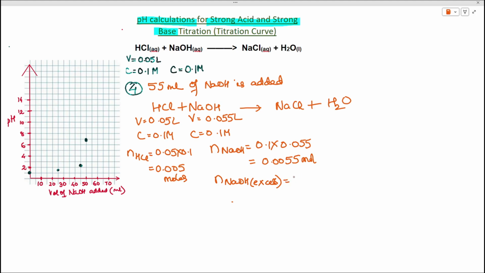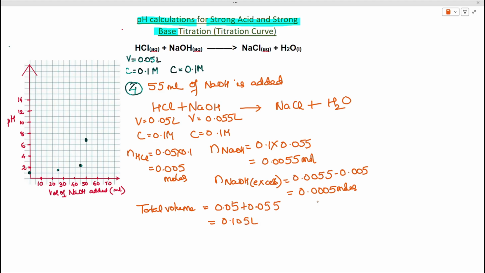So number of moles of NaOH in excess is 0.0055 subtracted by 0.005. So this gives us 0.0005 moles. And now we have to calculate the total volume. So the total volume is 0.05 plus 0.055. So this is equal to 0.105 liters.